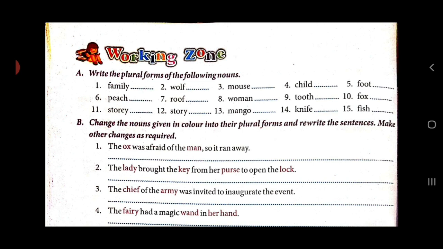First one is family. It ends with Y and Y will be replaced with IES. Okay, and it will become families. The plural of family will be families by adding IES. Now rest, try, but remember to go through the rules which are given in the chapter.